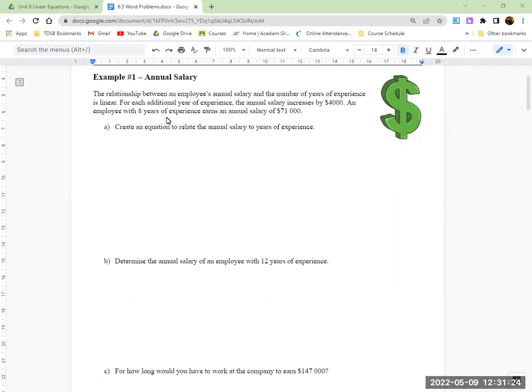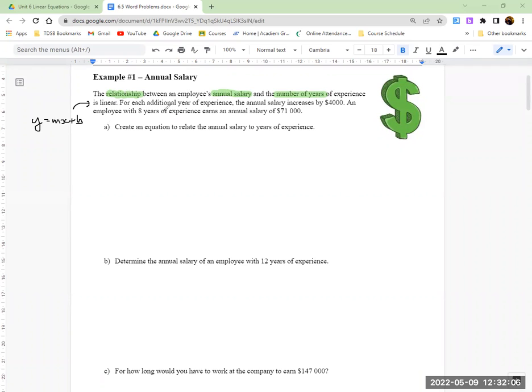Let's break this down. Examples number 1 and 2 are relatively similar, but I'm going to do it like you've never seen something like this. Okay, here we go. Annual salary. It tells you already the relationship of X and Y between an employee's annual salary and the number of years. The relationship between salary and years of experience is linear. That means we are dealing with y equals mx plus b.